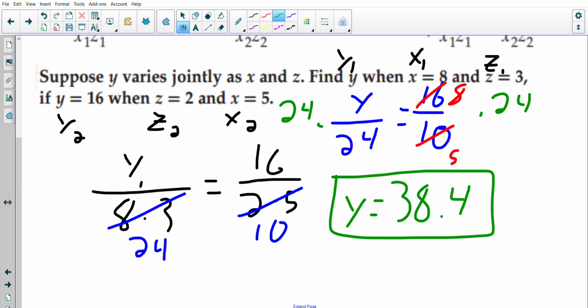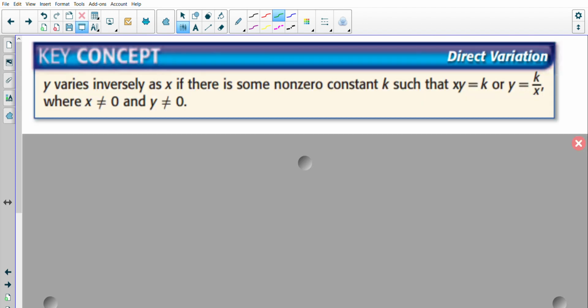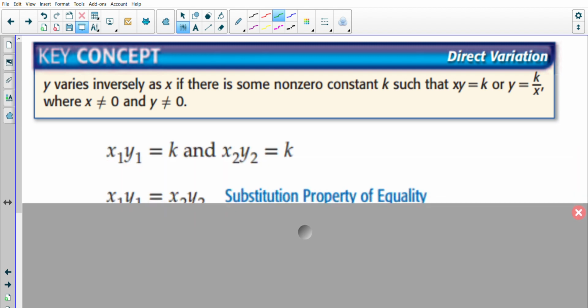That's okay. So then last one, this is inverse variation. Or excuse me, another variation. So it's inverse though. So y varies inversely as x if there is some non-zero constant k such that xy equals k, or y is equal to k divided by x. So before, when it was just simply direct variation, it was y equals k times x. This is inverse, meaning it's y equals k divided by x. So same thing, we can set it up.